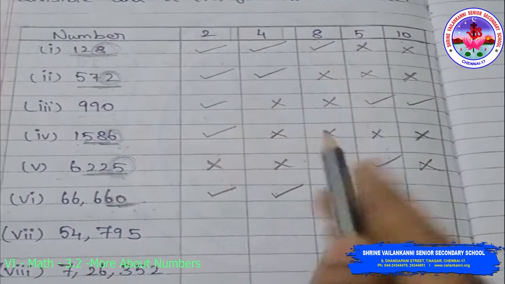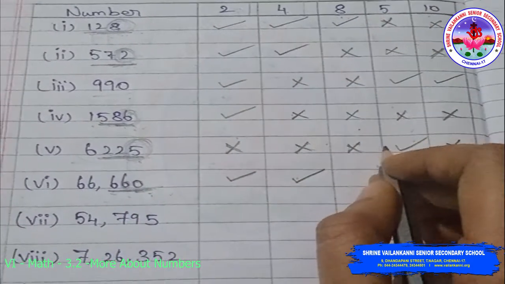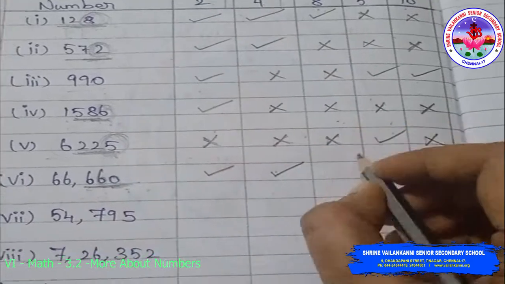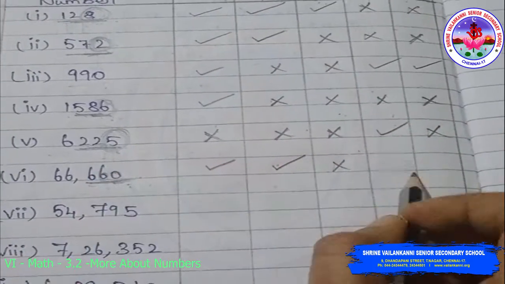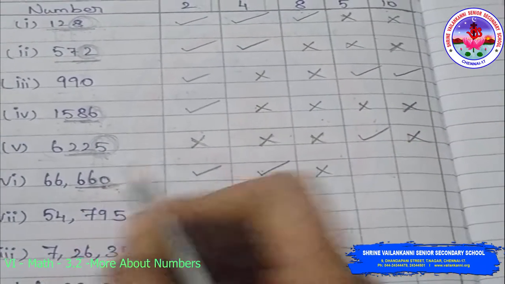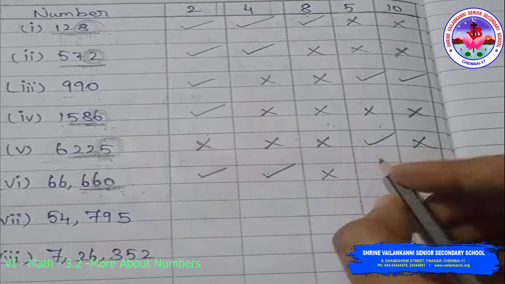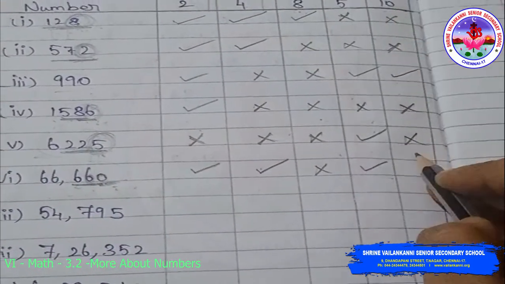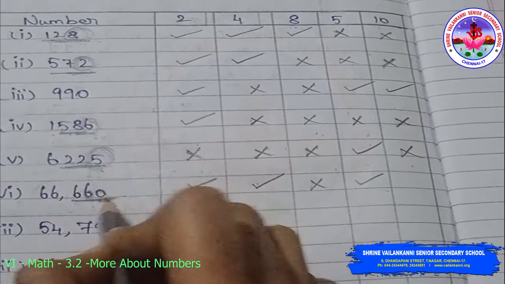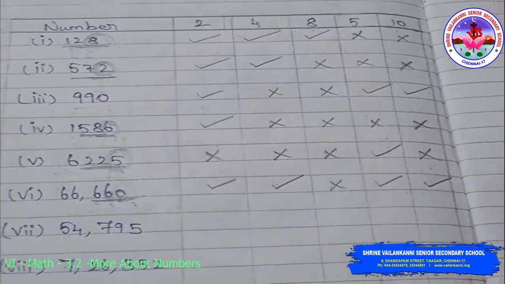Next, divisible by 8. Check the last 3 digits whether it is divisible by 8 or not. 660 is not divisible by 8, so the whole number is not divisible by 8. Divisible by 5. The rule is ends with 5 or 0. Here the value ends with 0, so it is divisible. Divisible by 10. The rule is ends with 0. Here the value ends with 0, so it is divisible.